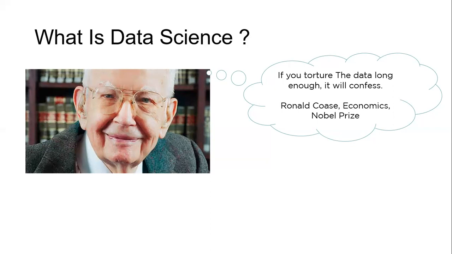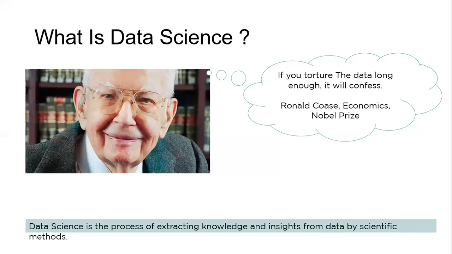So all these activities which revolve around data: collecting the data, storing the data, retrieving the data, analyzing the data, and then reporting the findings to the end user or deployment of the model, whichever the case may be. These activities, this entire science, this entire conceptual understanding is what we call data science. You have a definition of data science. Data science is the process of extracting knowledge and insights from data by scientific methods.